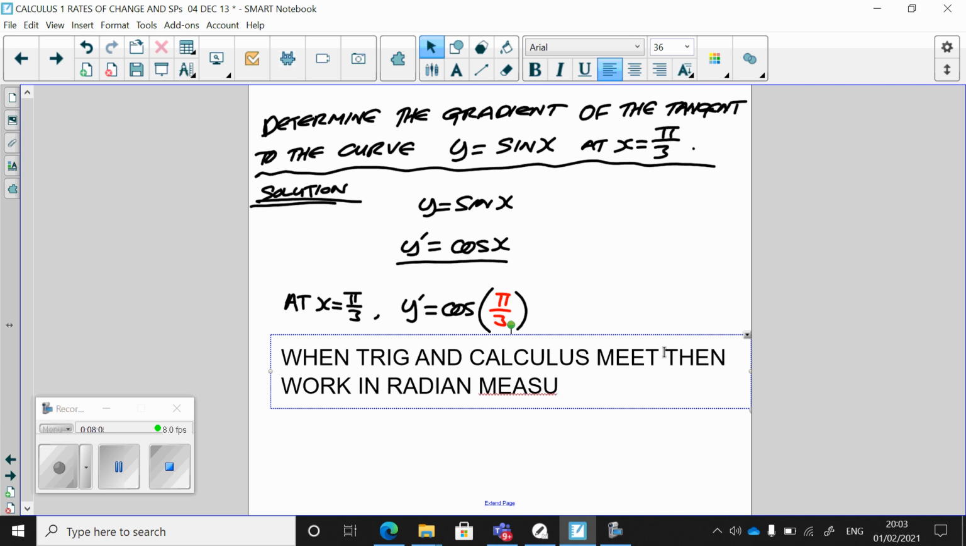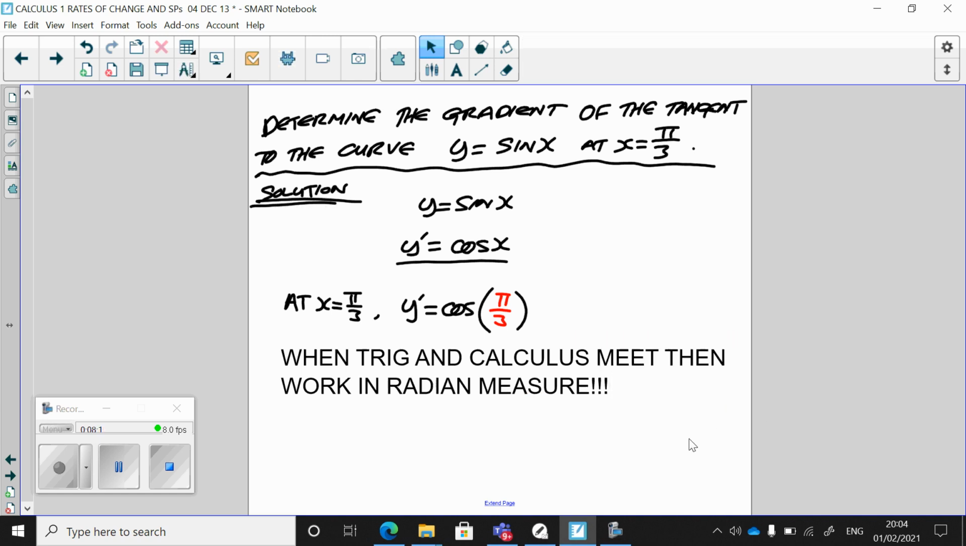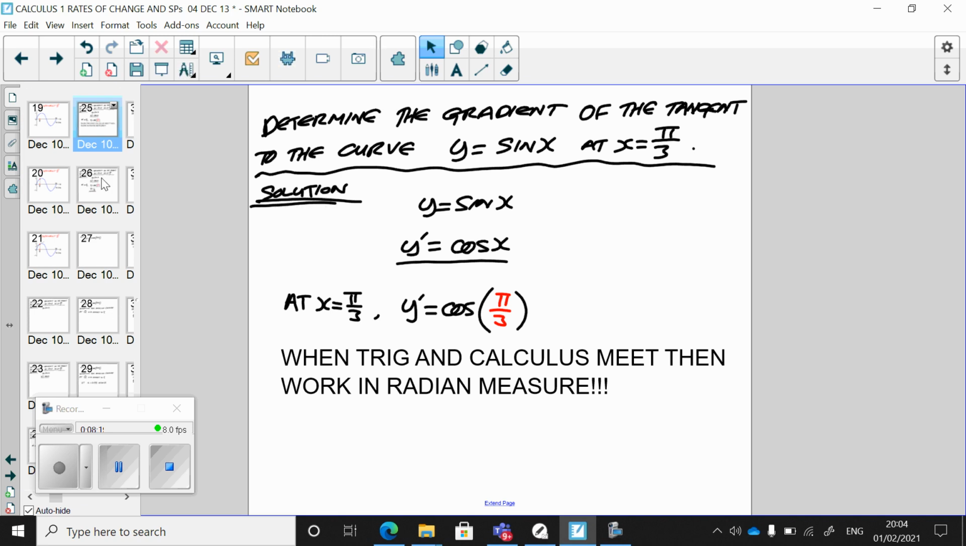Right, so I'm saying working in radian measure, that might mean changing your calculator into radian mode. Yeah, that's what it might mean to you.